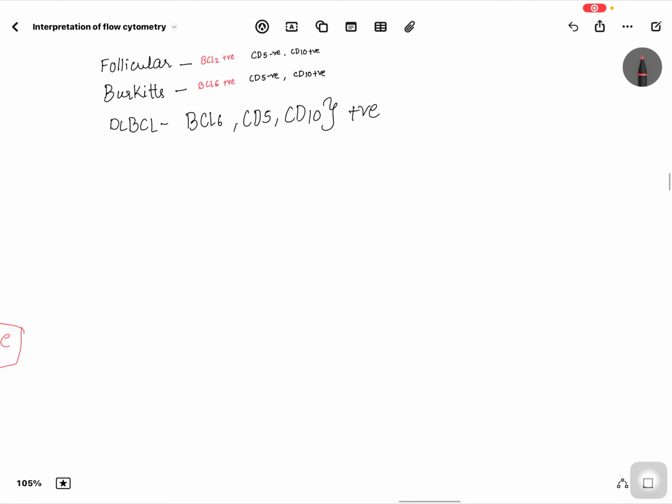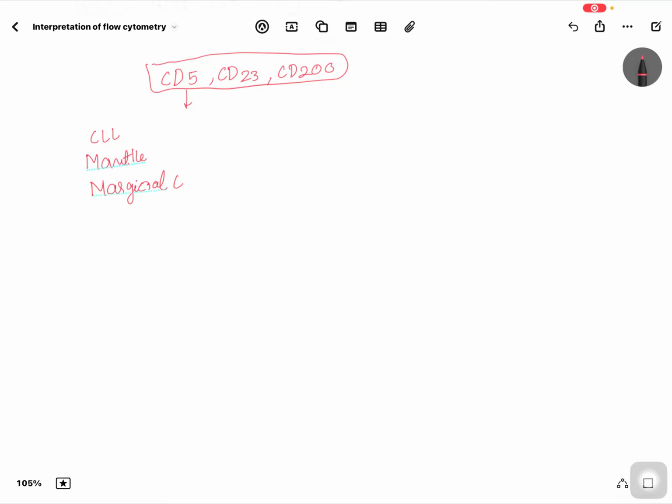So let's revise it again. What do we have to see exactly? You will have to divide into two populations. If there is CD5, CD20, CD23 and CD200 visible in the chart, then what are the diagnoses? CLL can be positive, then it can be mantle cell, then it can be marginal cell lymphoma. Okay, so if CD5 is positive, CD23 is positive, CD200 is positive, it becomes CLL.